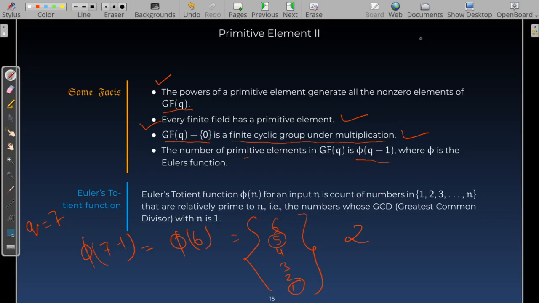If you consider another example, for example q equal to 5, this is also a field that we have seen. The number of primitive elements will be phi of 4. For phi of 4 we simply count 4, 3, 2, 1, and see how many of them are relatively prime. 3 is relatively prime and 1 is relatively prime, so this is again equal to 2. So using Euler's function phi of n, one can calculate how many primitive elements there are in the field.